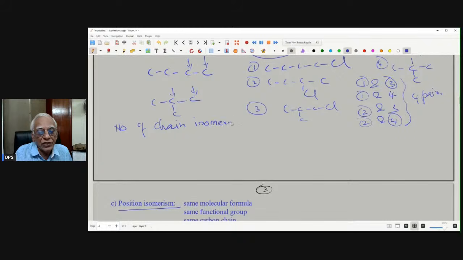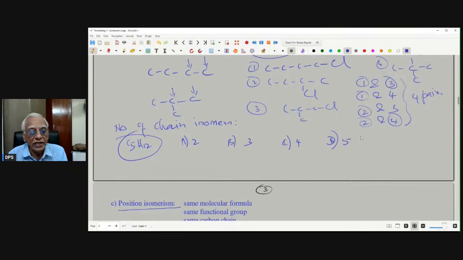Normally I ask questions in the class, but for want of time I am not asking you. We call them buzzer round questions or skill-based questions. The number of chain isomers for C5H12 alkane: they give options A 2, B 3, C 4, and D 5. Let us see which of them is going to be the answer for this particular question.